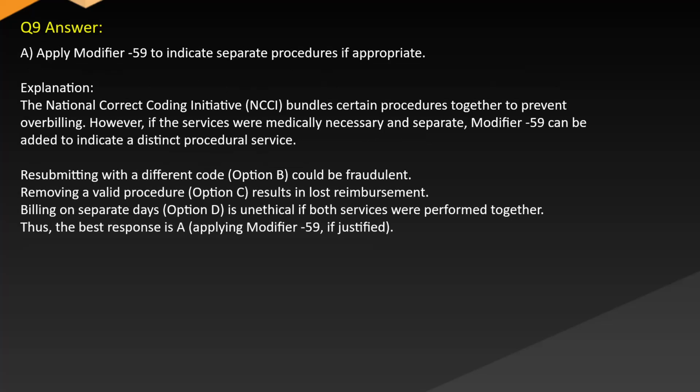Answer A. Apply modifier -59 to indicate separate procedures if appropriate. Explanation. The National Correct Coding Initiative (NCCI) bundles certain procedures together to prevent overbilling. However, if the services were medically necessary and separate, modifier -59 can be added to indicate a distinct procedural service. Resubmitting with a different code, option B, could be fraudulent.